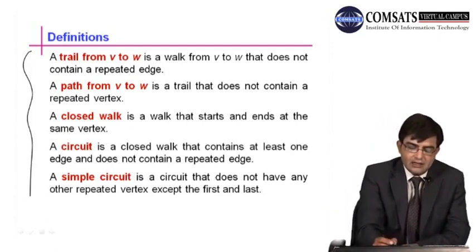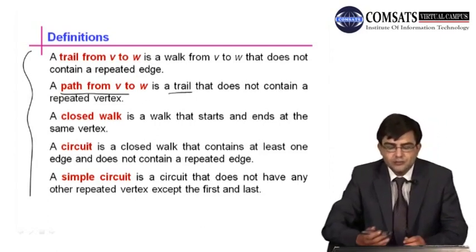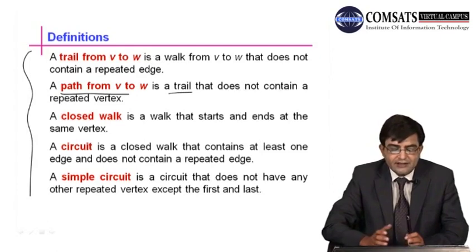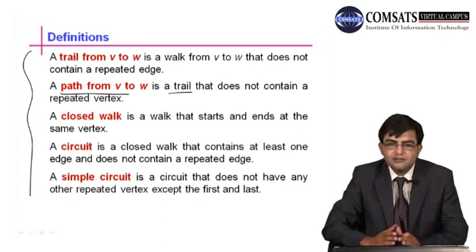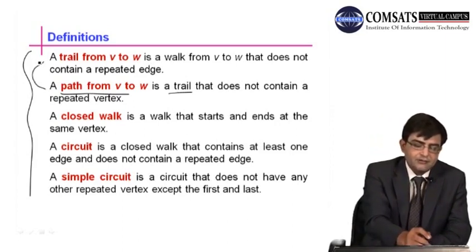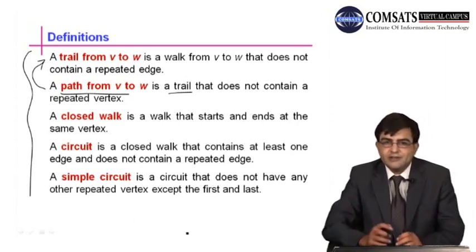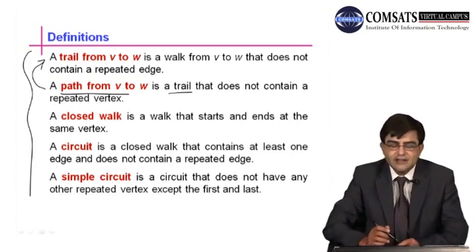That is, a path from V to W is a trial. To investigate whether a given walk is a path or not, first we have to check whether it is a trial, that is, there must not be a repeated edge. Then we check there is not any repeated vertex, because this is a sub-definition of trial. So first a walk should be a trial, and then we investigate whether it is a path or not.